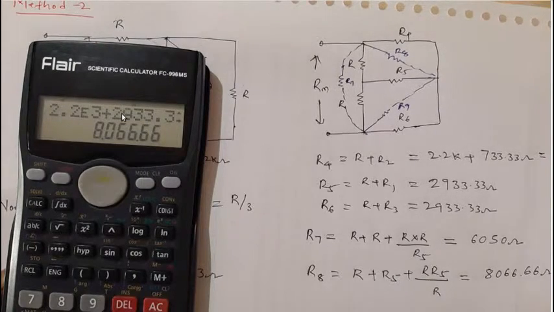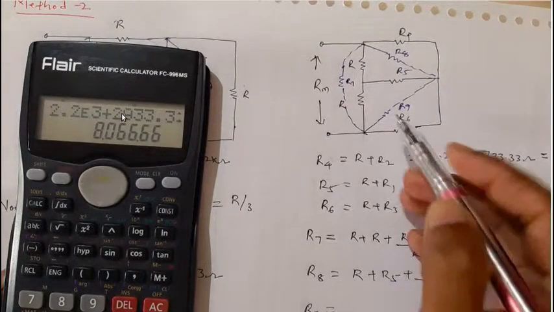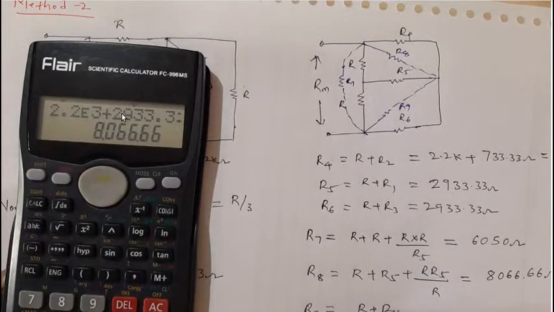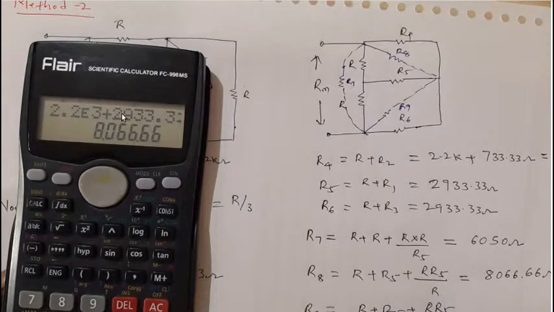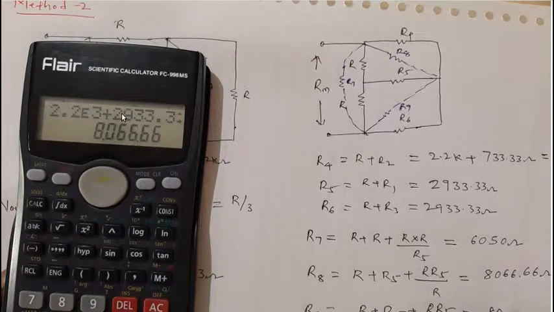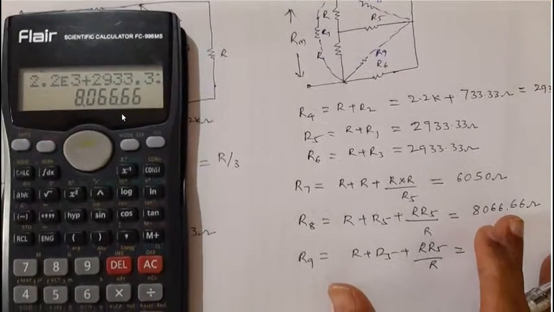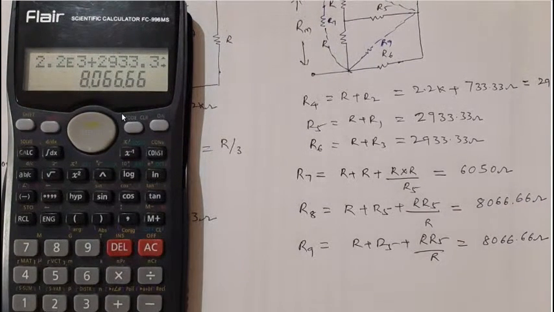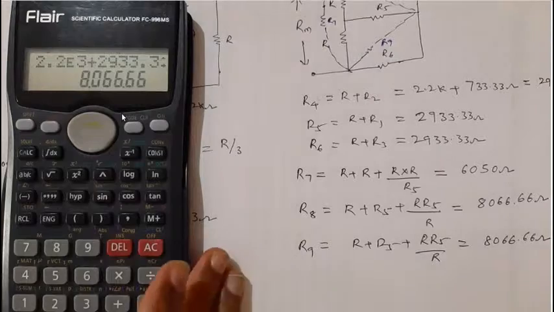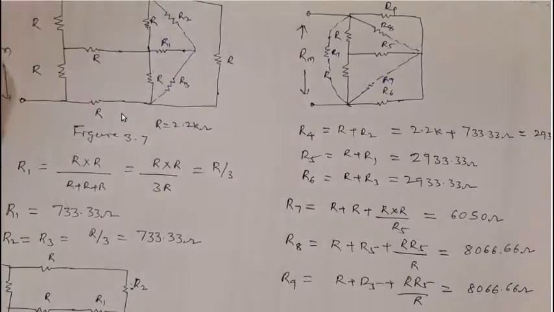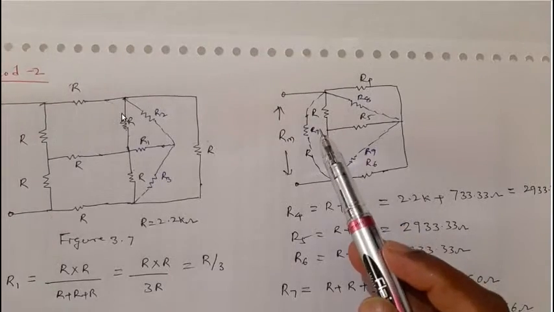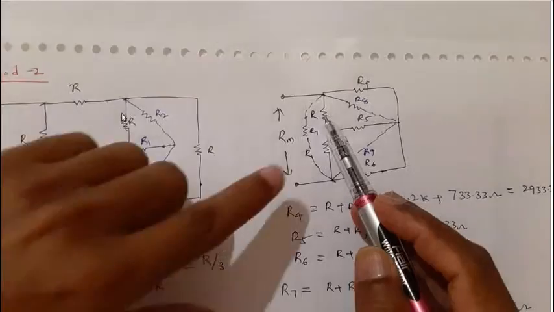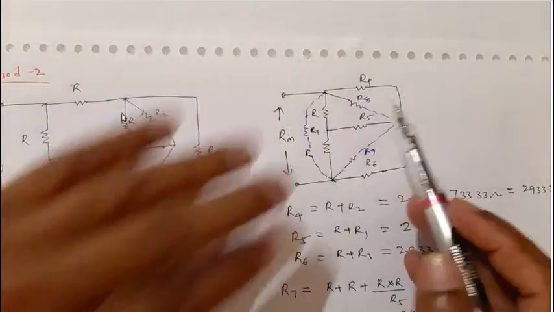which is equal to 8066.66 ohm. And similarly R9 is this resistance, and the two resistances which are connected are R plus R5 plus R into R5 divided by R, and this also you will get equal to 8066.66 ohm, right. So we have found all the resistors. We found R7, R8, R9. If you see, dear students, this resistance will go, this resistance will go, and this resistance will go.